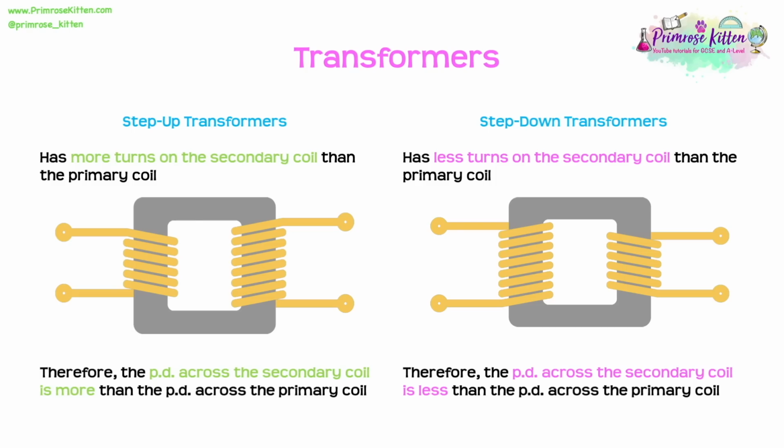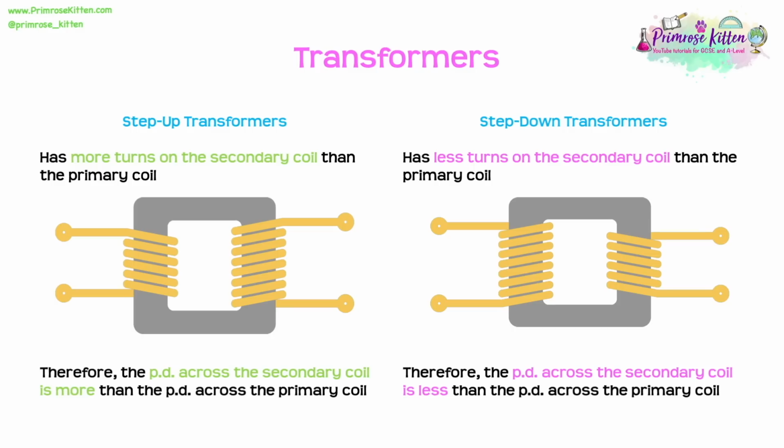We need to be able to recognise the difference between a step-up and a step-down transformer. Step-up transformers have more turns on the secondary coil. I imagine it literally like I'm stepping up, and so I'm going from less to having more. And when the turns increase, so does the potential difference. So the potential difference across the secondary coil is more than the potential difference across the primary coil.